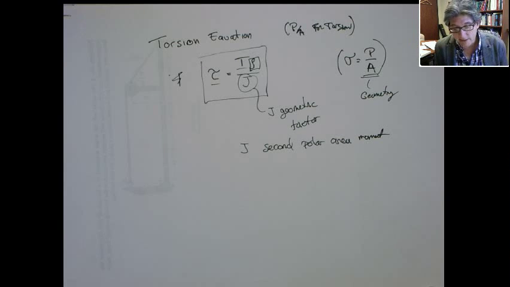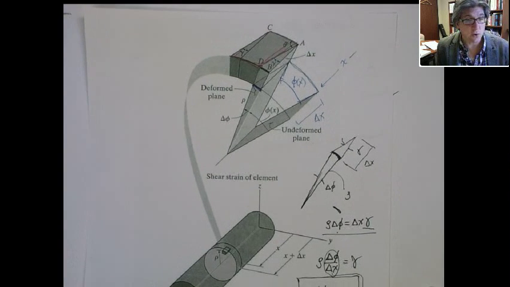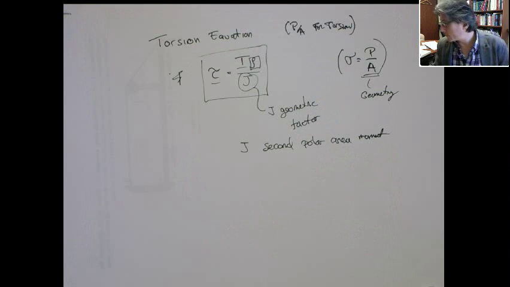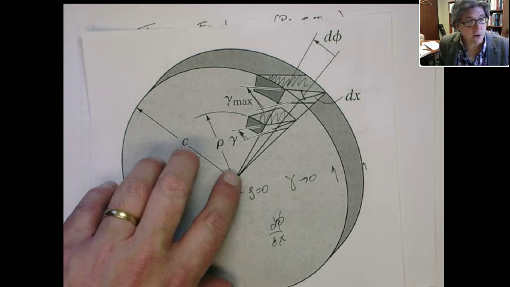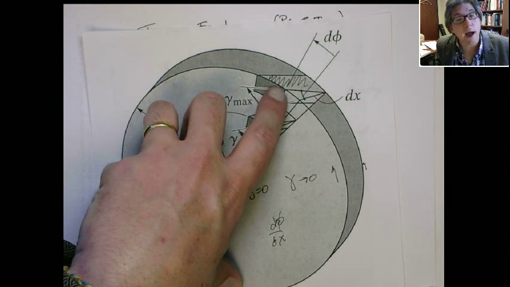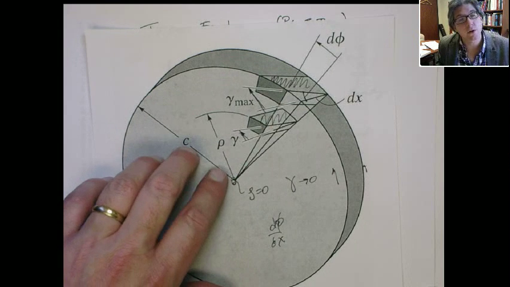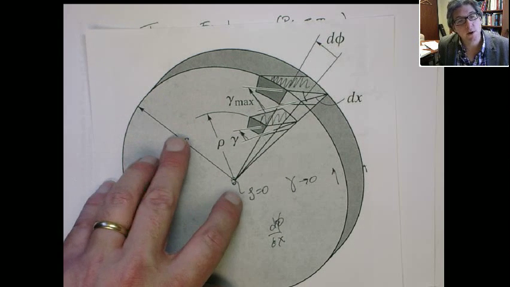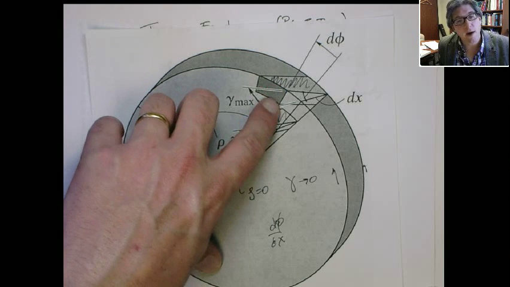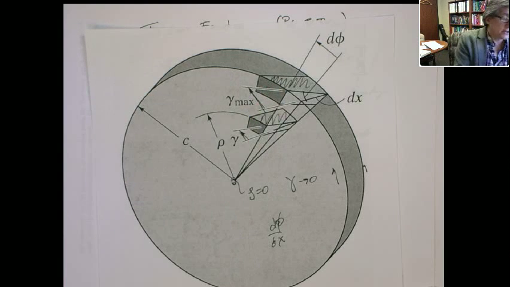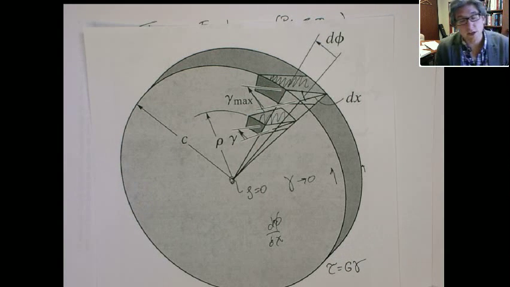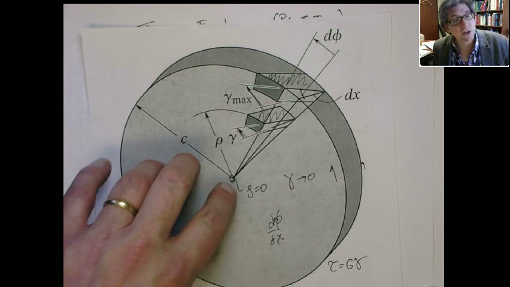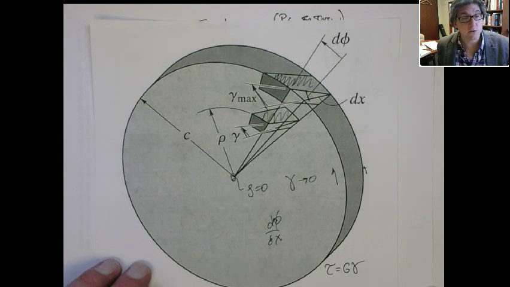This makes sense because in the last video we showed that shear strain increases as we move out from the center, linearly proportional to the radius rho. It goes to 0 here, and it's the maximum value out here. Now, if the shear stress is proportional to the shear strain through the shear modulus G, then obviously the shear stress has the same type of distribution.